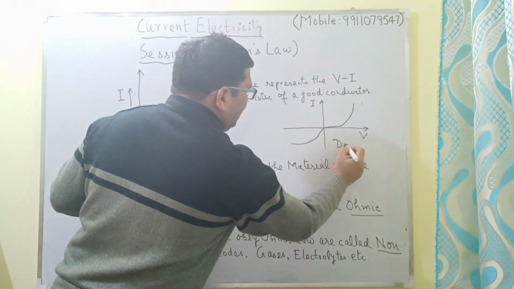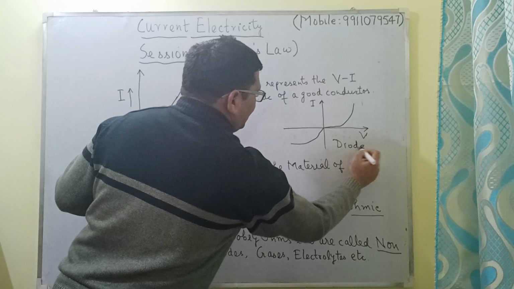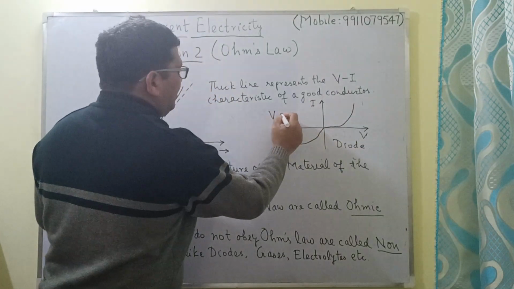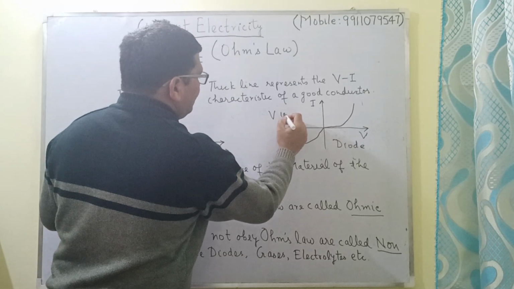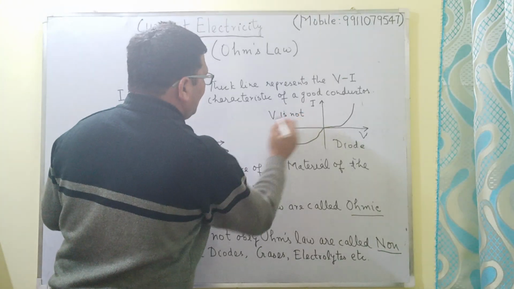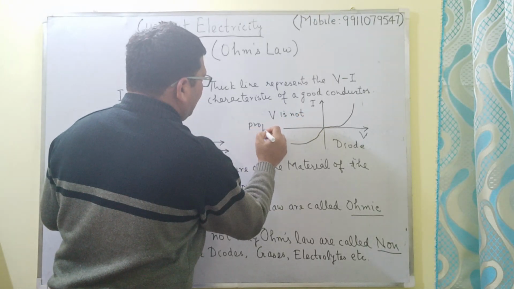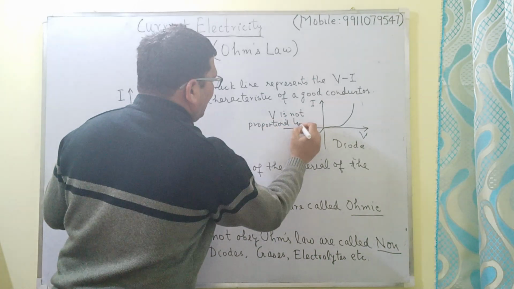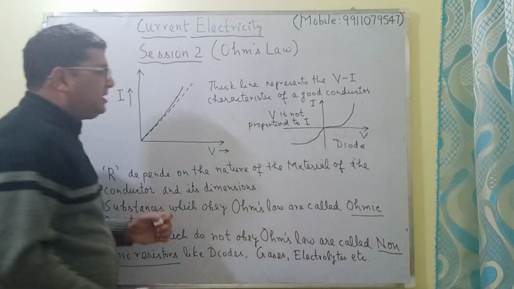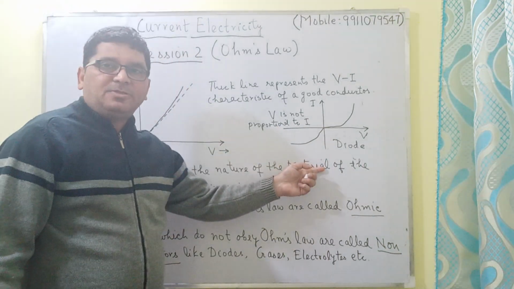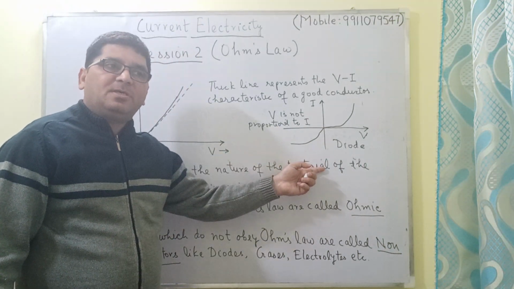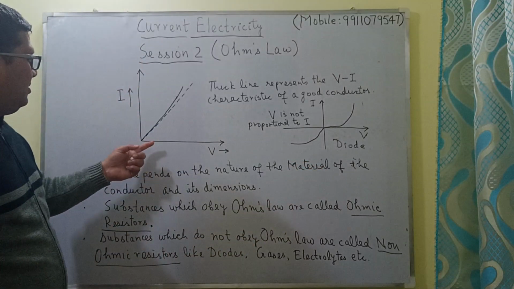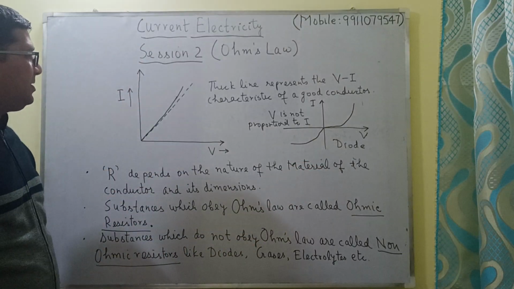Here you can see that V is not proportional to I. So these types of materials are basically used in electronic circuits. So this is all I have for this session.